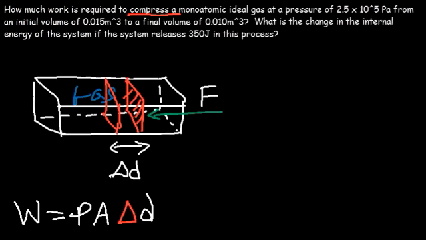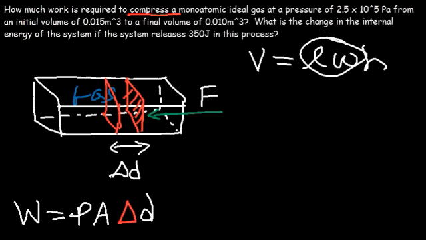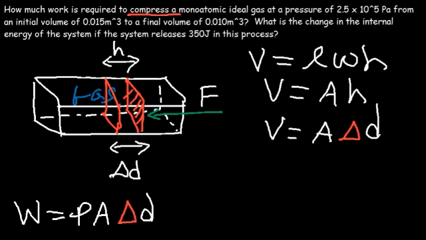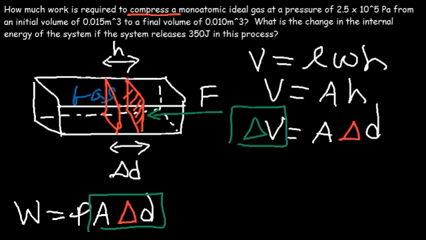Now, for a rectangular solid, volume is equal to the length times the width times the height. And we know that the area of a rectangle is length times width. So we can view the volume as being the area times the height. And you can think of the height as being the change in the displacement of the piston. So we could say V is equal to A times delta D. So therefore we can replace this term with delta V. So that's how we can come up with the equation work is equal to P times delta V.